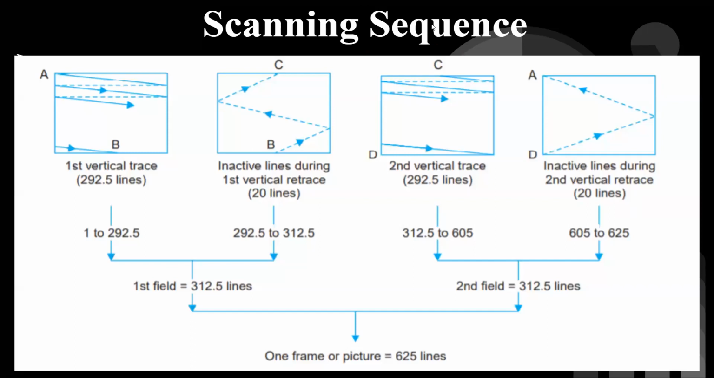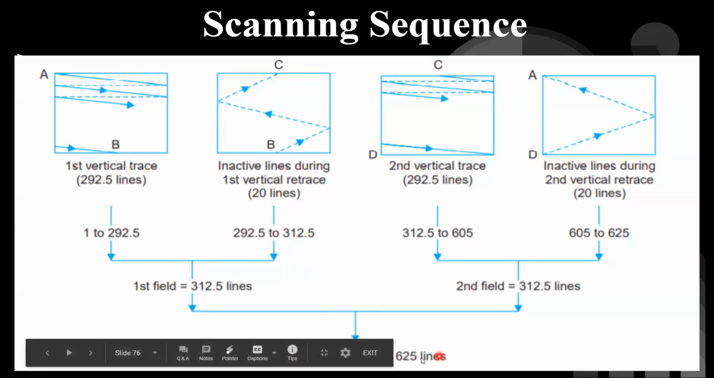Here you are seeing some pictures, that is the scanning sequence. In figure A, you have the first vertical trace. So what is the first vertical trace? In total 313 lines. Consider total frames. Total frames are 625 lines. The 625 lines are divided into field 1 and field 2.